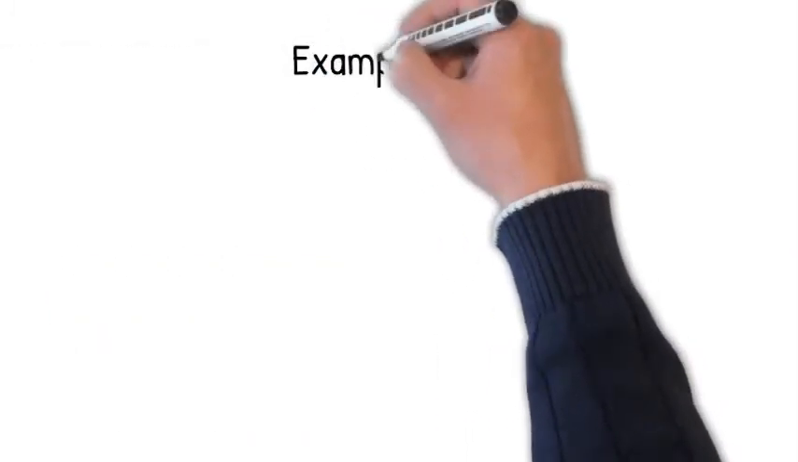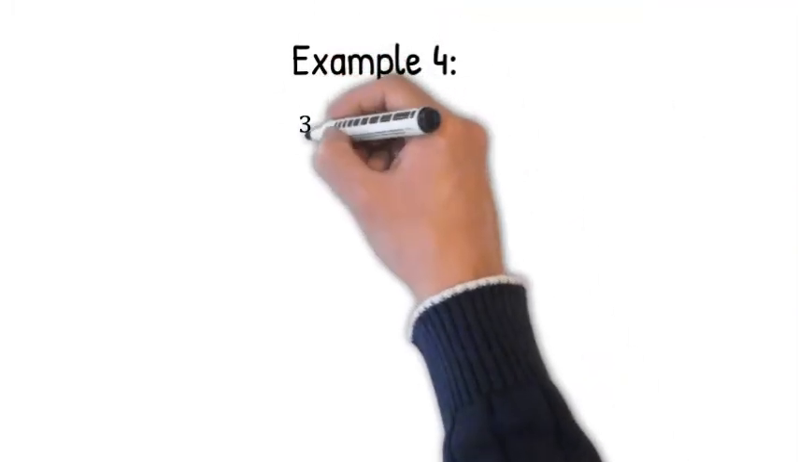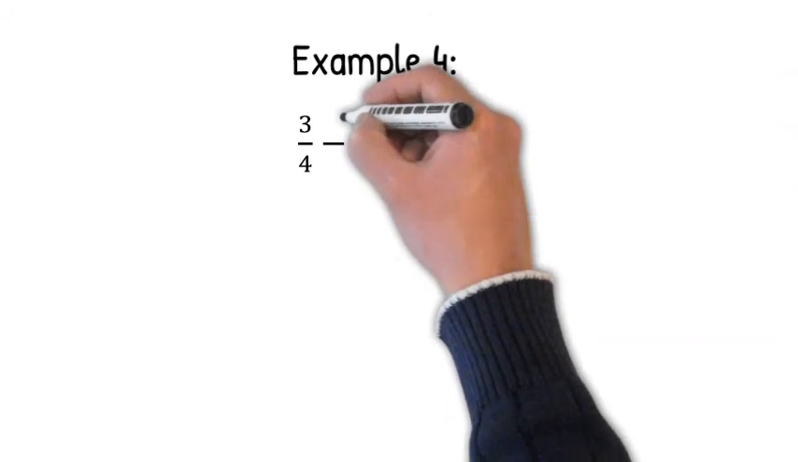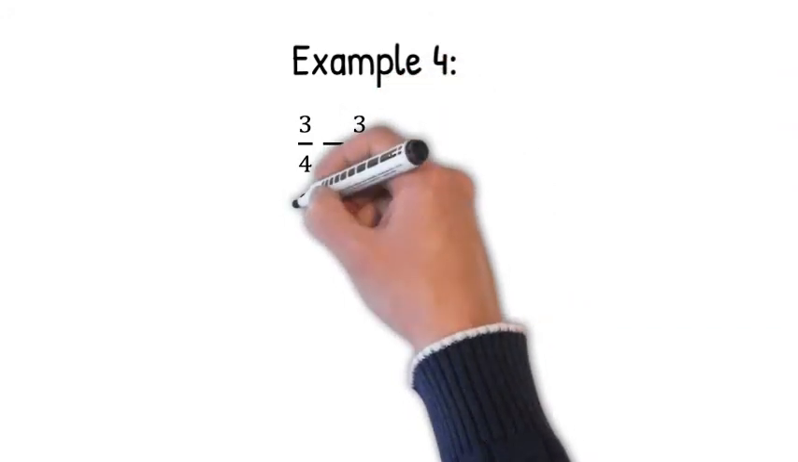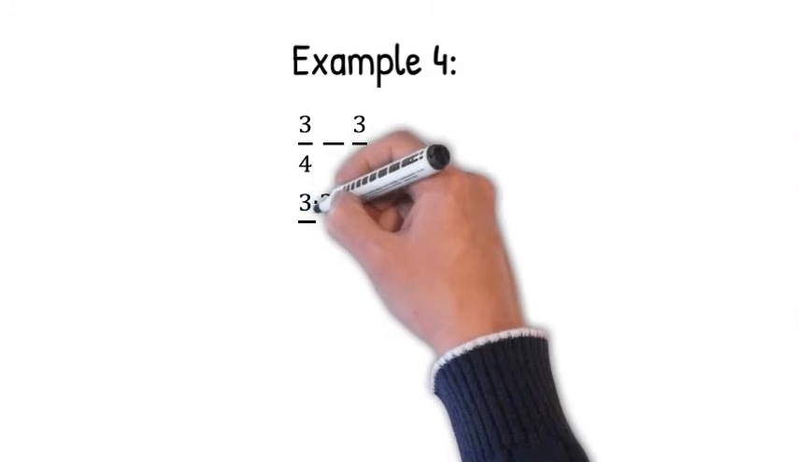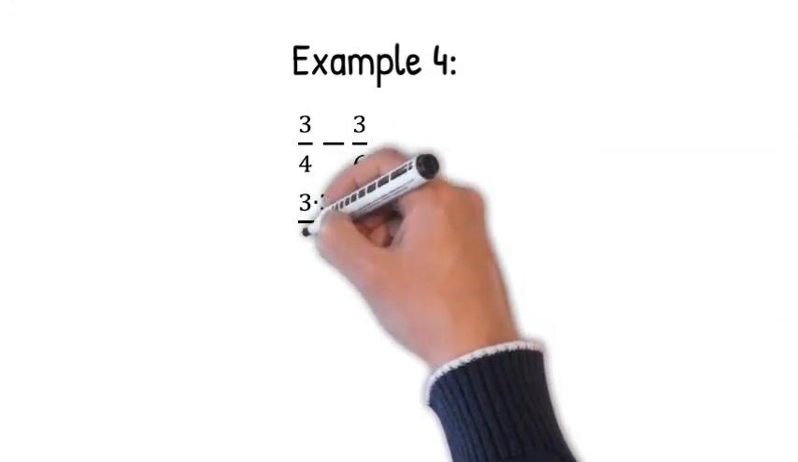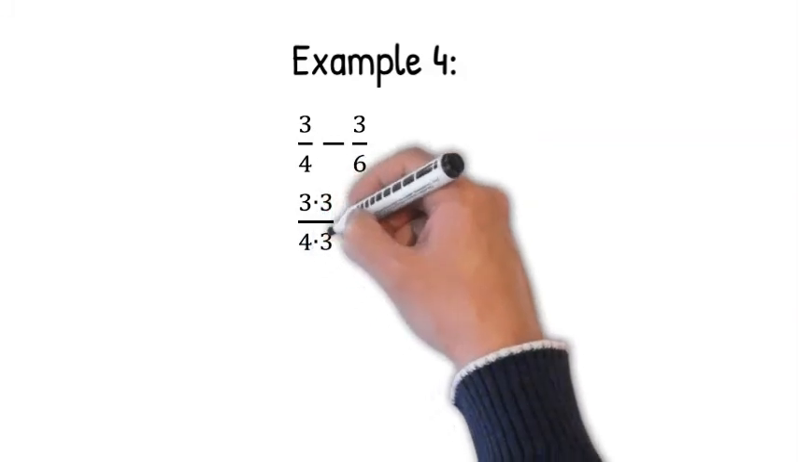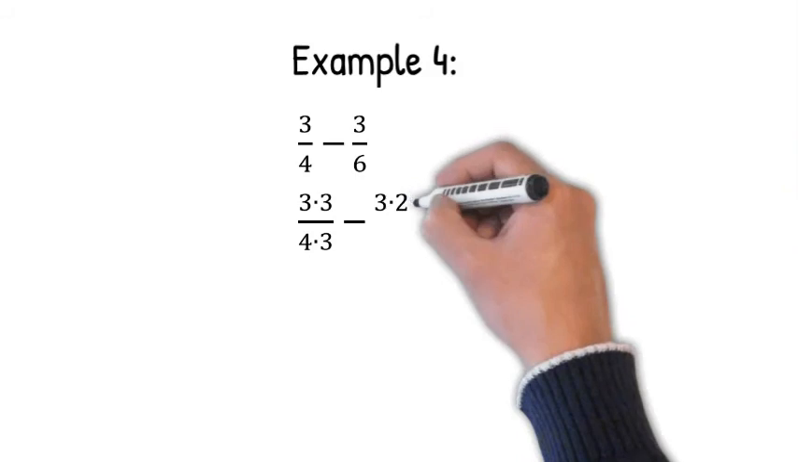Let's proceed to our last example, number 4. 3 over 4 minus 3 over 6. Find the LCD. Test multiples of 6. 6 over 4, we cannot divide. Let's test 12. 12 over 4. Yes, we can divide. So the LCD is 12.